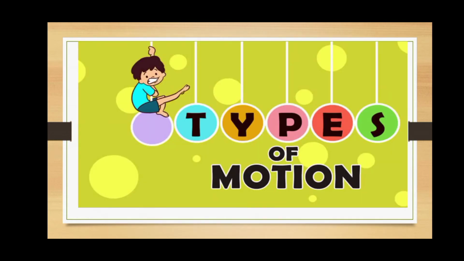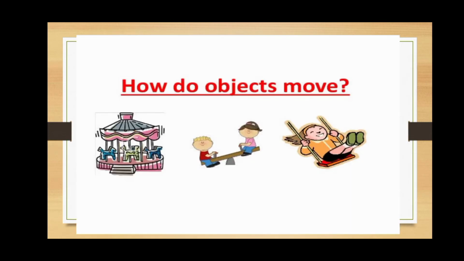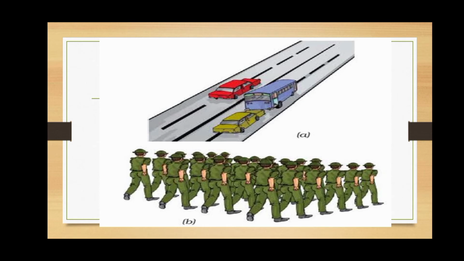Types of motion. How do objects move? Motion seems to be some kind of a change in the position of an object with time, isn't it? You may have observed the motion of a vehicle on a straight road, the march past of soldiers in a parade, or the falling of a stone.